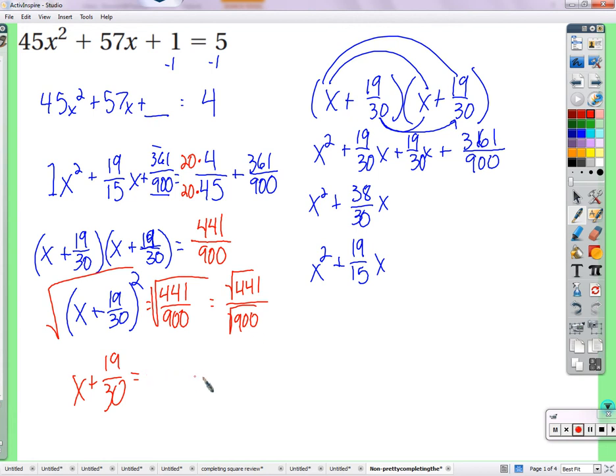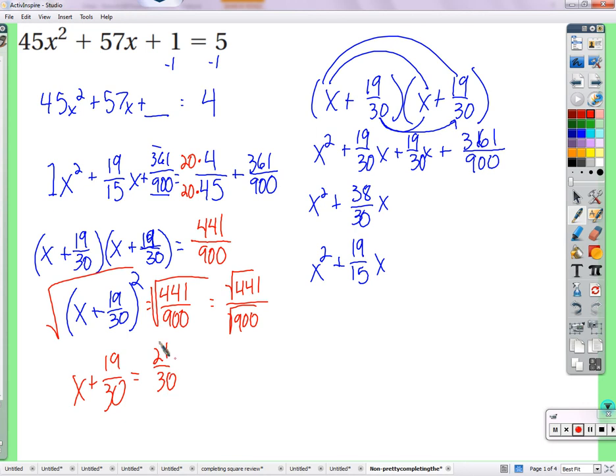What do we get here? 21 thirtieths, which simplifies to 7 tenths. Or we should just leave it, because we're about to subtract on both sides and we're going to have a common denominator. Thirtieths.